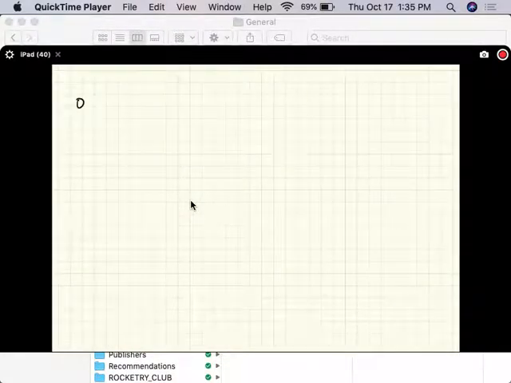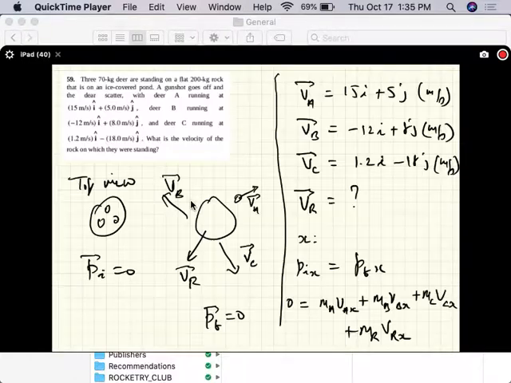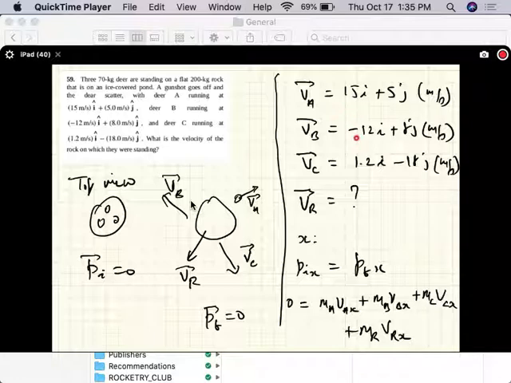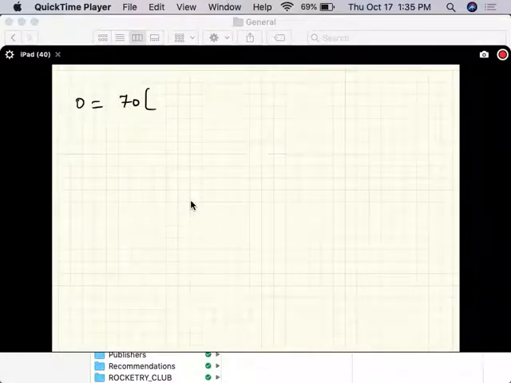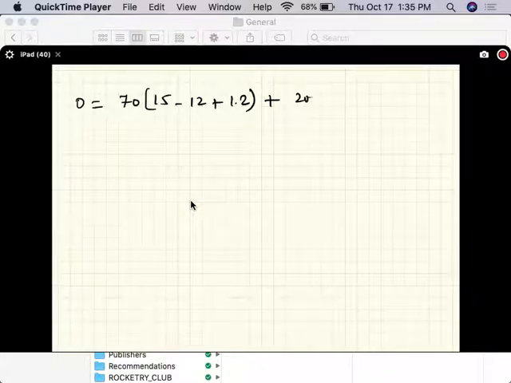So 0 is equal to 70 kgs, and the masses of all deers are common, so we'll write down the x component of the velocities. It's just this, 15 minus 12 plus 1.2. Plus the rock is 200 kgs times VRX.